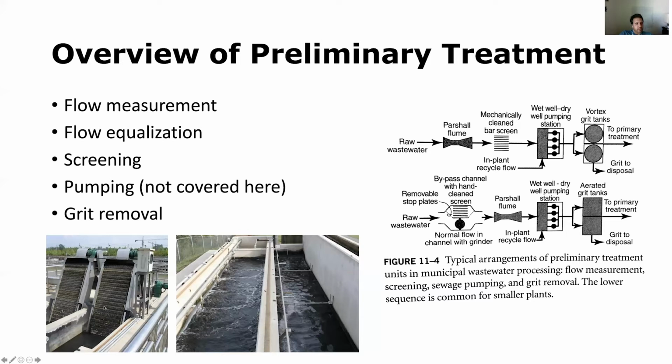So these images here on the lower left show a mechanically cleaned bar screen. This is to remove the larger substances so that they don't damage downstream processes. And then you can see here an aerated grit tank, which is removing some of the scum and grit that comes in the sewage.